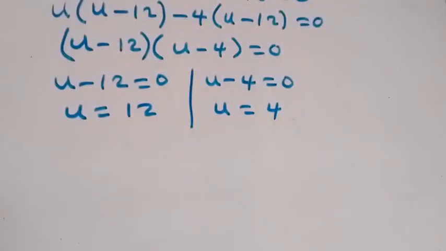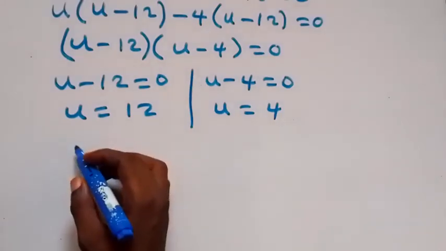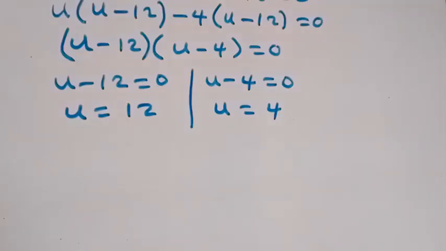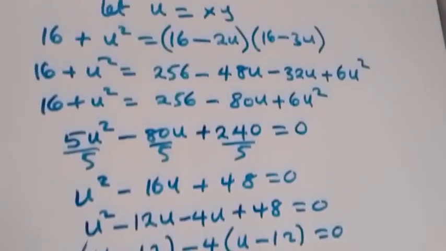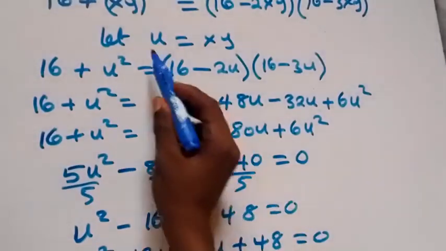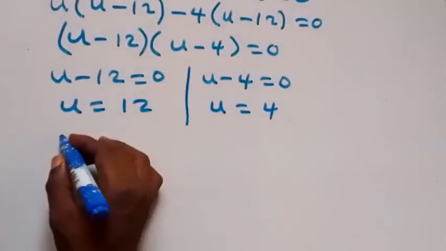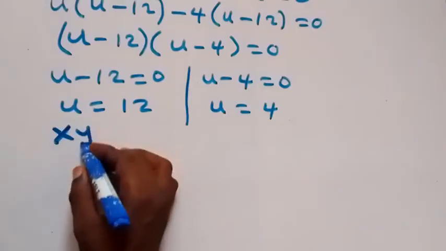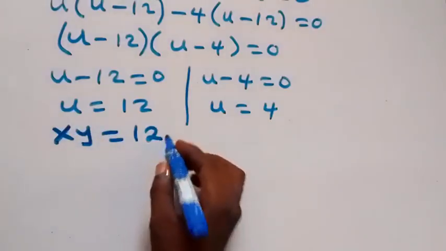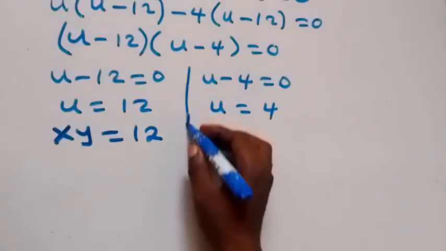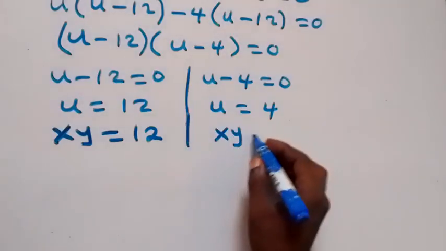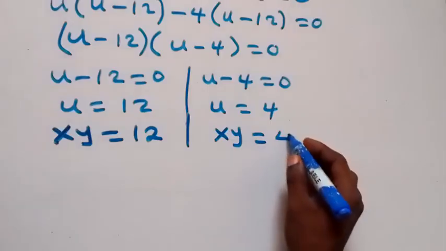Then we recall that we represented u as xy. So when we put the value of u as xy from here, we have xy equals 12 on this side. Also from here, we have xy equals 4.